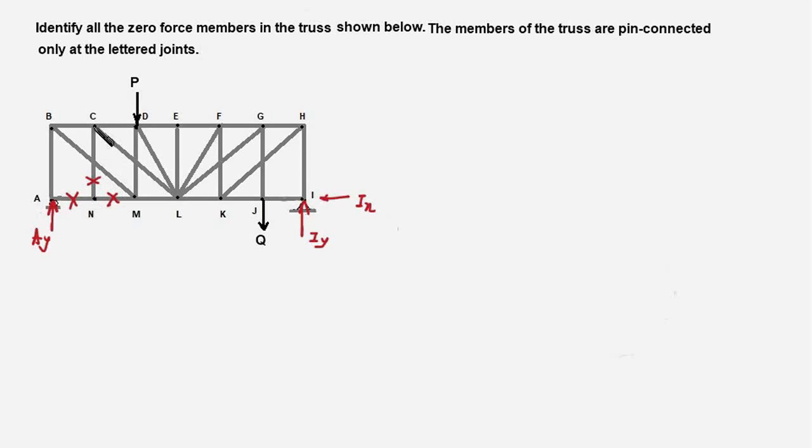Now let's look at pin number C. This again qualifies for rule number 1 or 3201. There are three members, CL, BC and CD. This is a zero force member, so we can ignore it. BC and CD are collinear. Therefore, CL will be a zero force member.